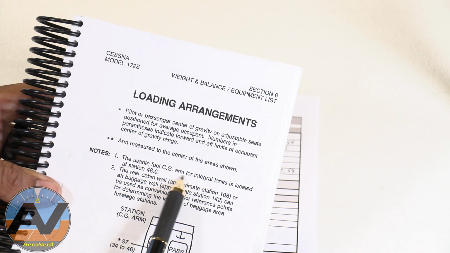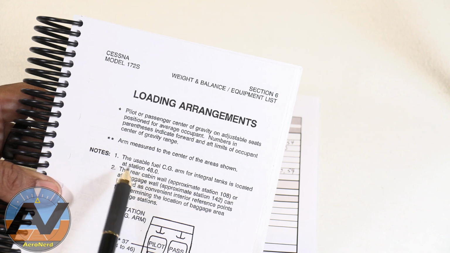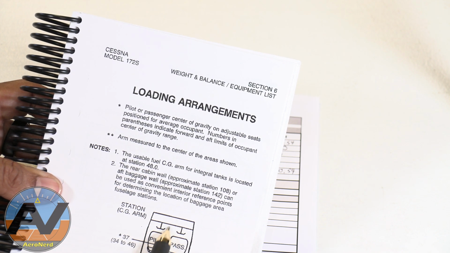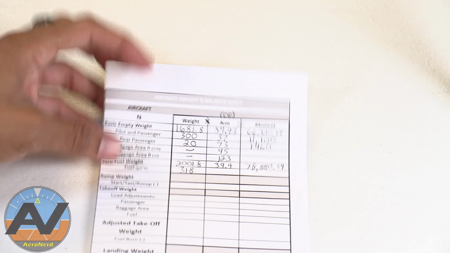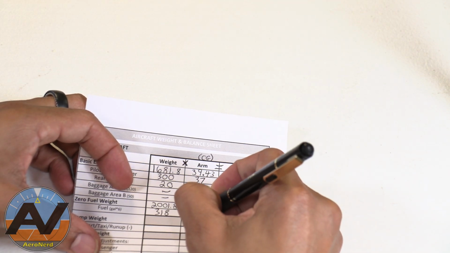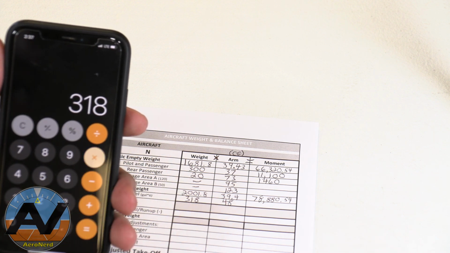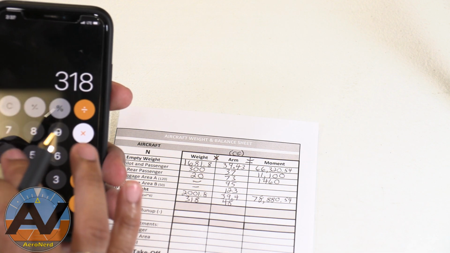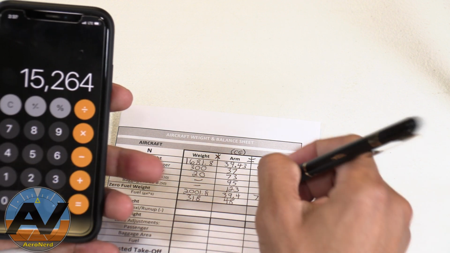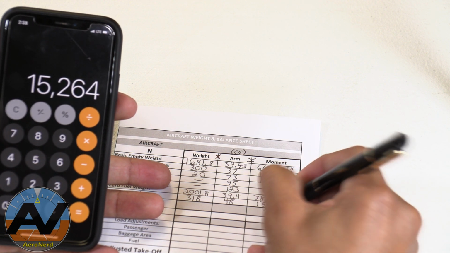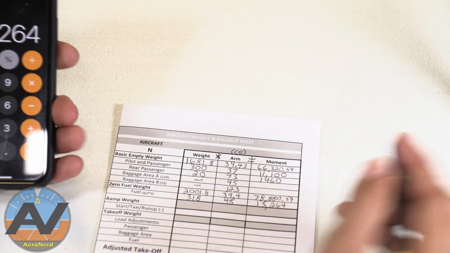The unusable CG arm for integral tanks is located at station 48. So that's 48 inches back from the firewall. So we're going to put 48 right there. So we'll bust out the calculator again. We'll do 318. We multiply that by 48, and we get a moment of 15,264.